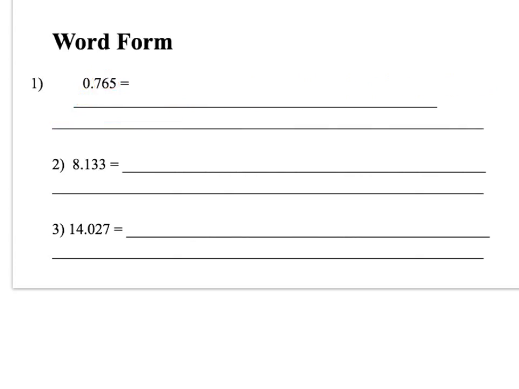If you choose not to write the 0 and, you can just write the decimal portion of that number, and that would be 765. And then again, you just read that last place value, and that's the thousandths place, so thousandths.